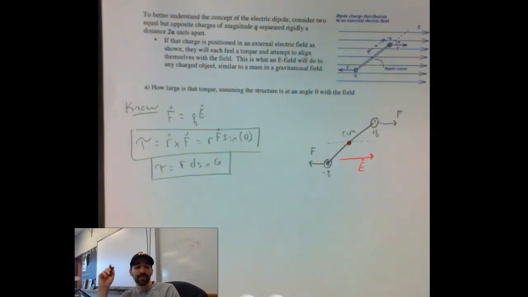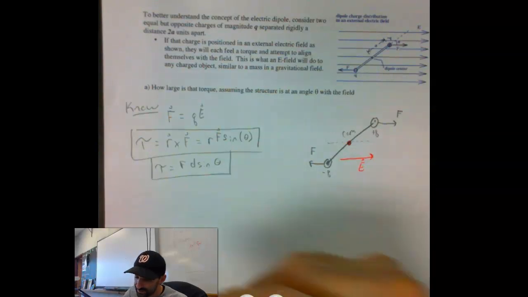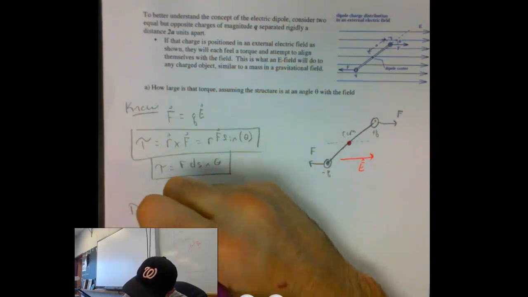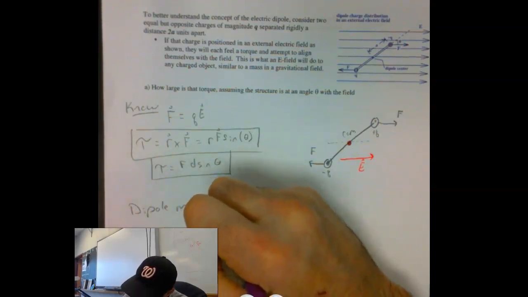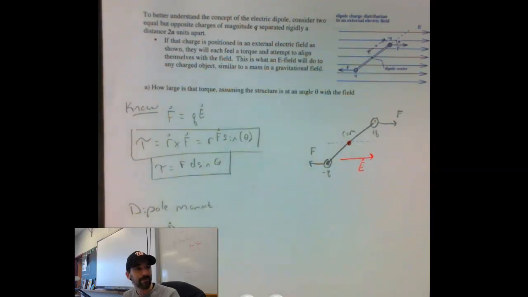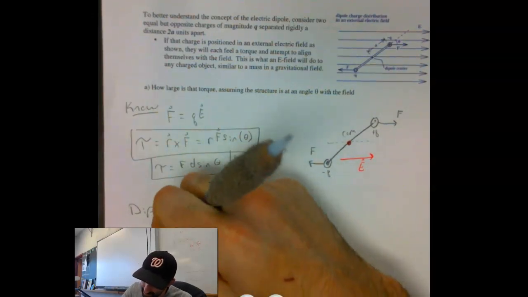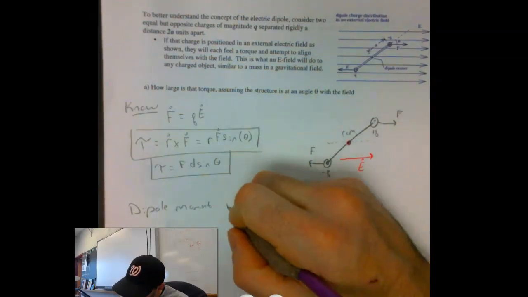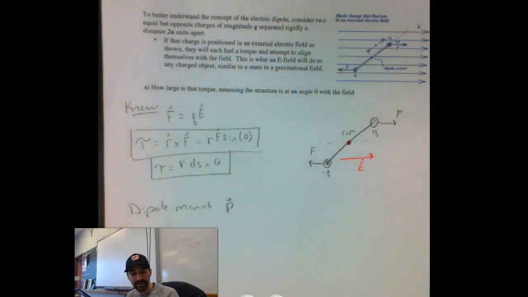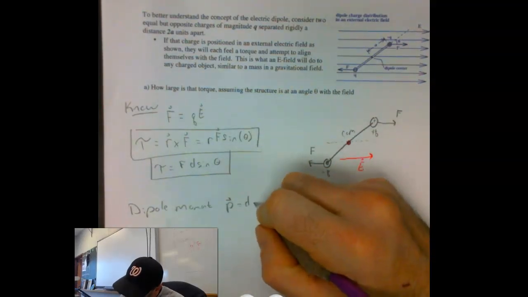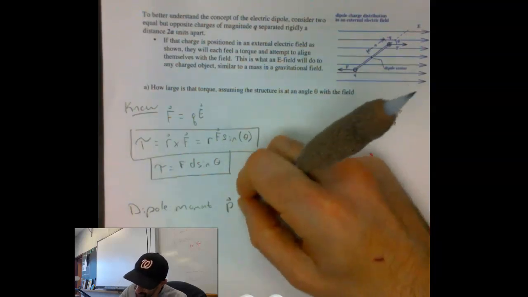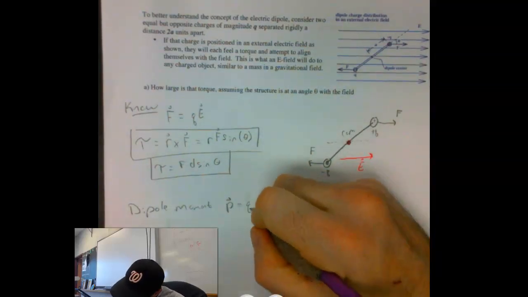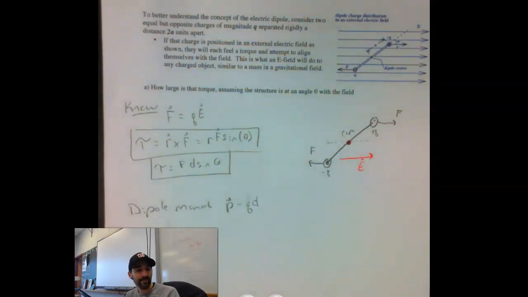Excuse me. So remember, our dipole moment is our charge times our distance, right? So I'm going to write that down. My dipole moment P. Let's not confuse that dipole moment P with a momentum, but our dipole moment P is just Q D. How is this useful? What is this doing?